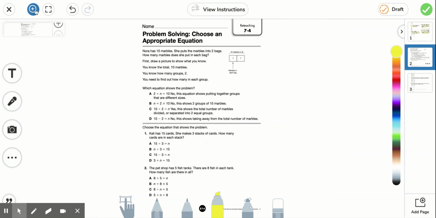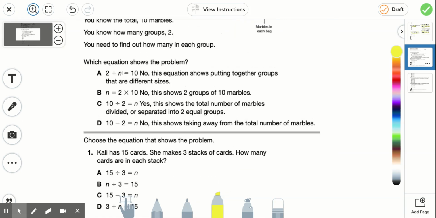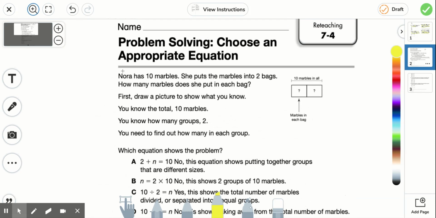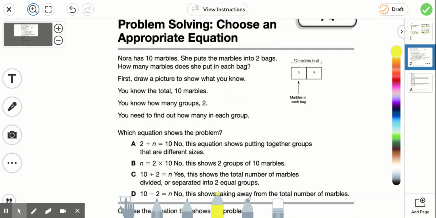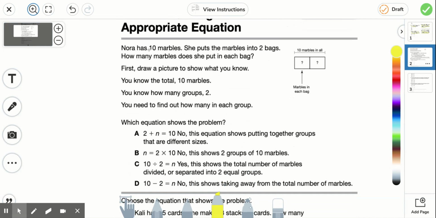Today, our job is to problem solve. We're choosing an appropriate equation. That just means that we're choosing the equation that fits the problem. Nora has 10 marbles. She puts the marbles into 2 bags. How many marbles did she put in each bag?